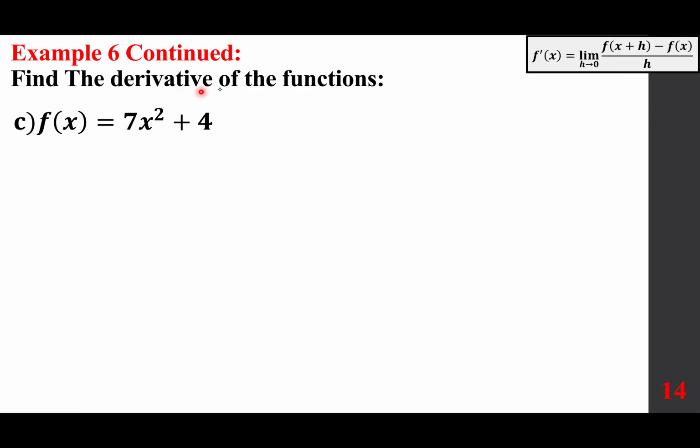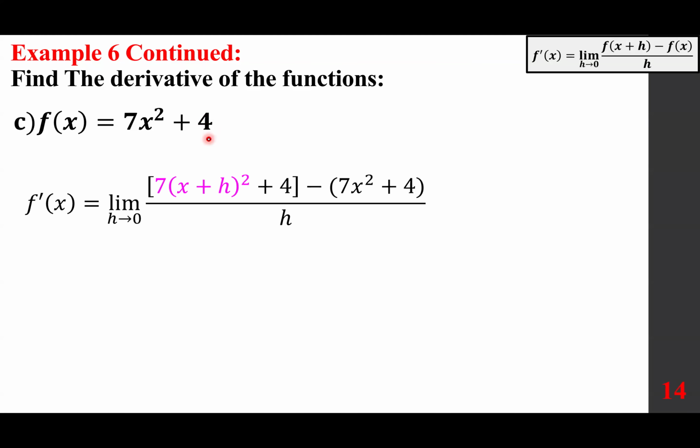Find the derivative of the function f of x equals 7x squared plus 4. We are going to use the definition. f prime of x is the limit of the fraction bar, the denominator is h, as h approaches 0. Now f of x plus h: 7 times x plus h, quantity squared plus 4, minus f of x. So all we have to do is simplify the numerator. Bear in mind, if you replace the h with 0, you do get 0 over 0.